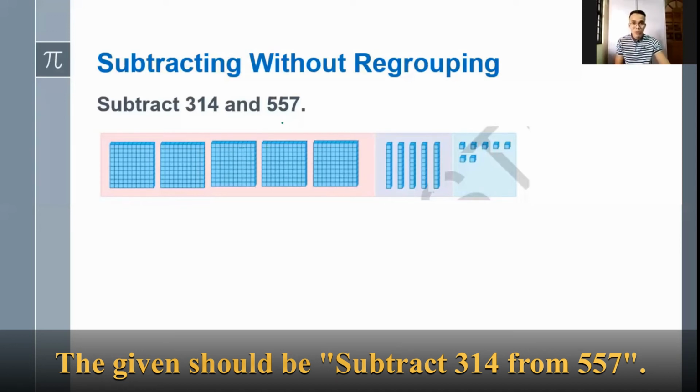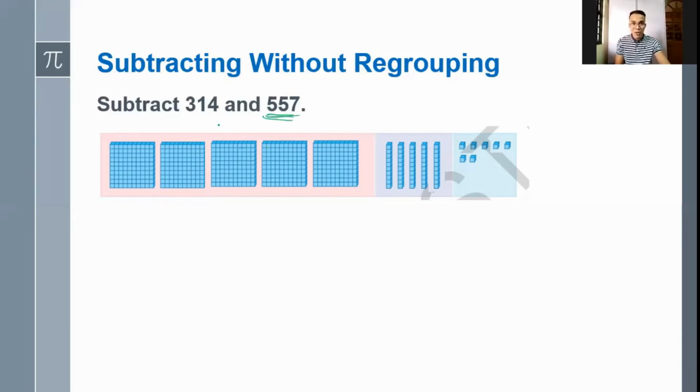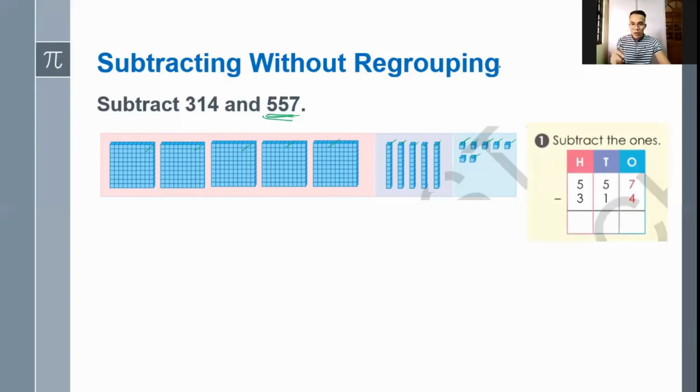we are just going to use the base 10 blocks for number 557 because we're supposed to take away 314 from this number. Okay? So in number 557, there are 1, 2, 3, 4, 5 hundreds. There are 1, 2, 3, 4, 5 tens, and there are 1, 2, 3, 4, 5, 6, 7 ones. Okay? And we're going to write these numbers into our place value chart, 557 and 314.